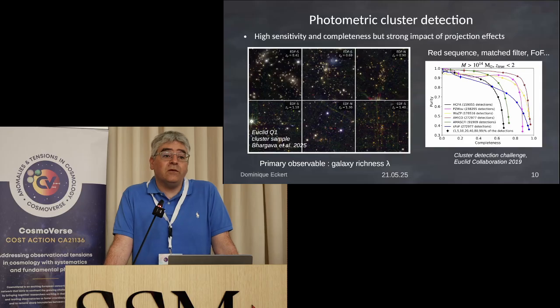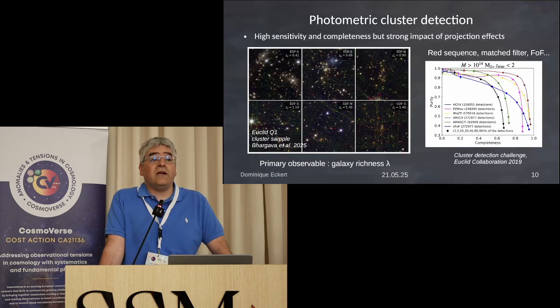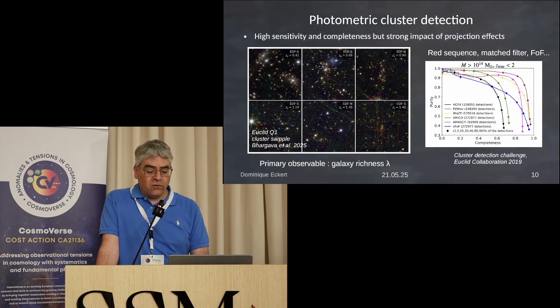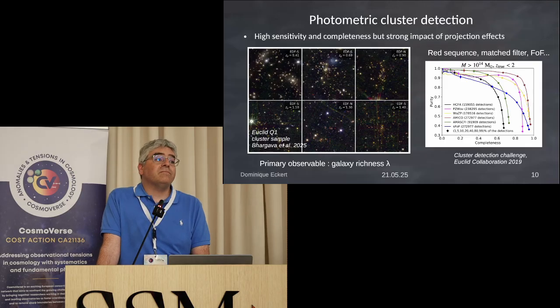And in this case, the primary observable is the so-called galaxy richness that we usually call lambda. And that's essentially just the number of galaxies per square degree in this patch of sky.